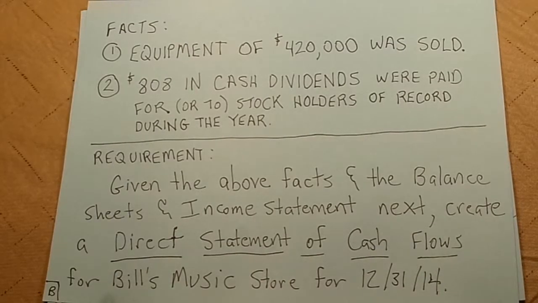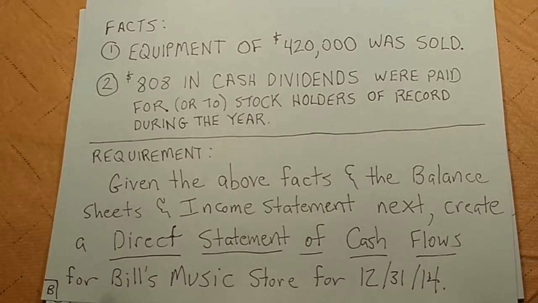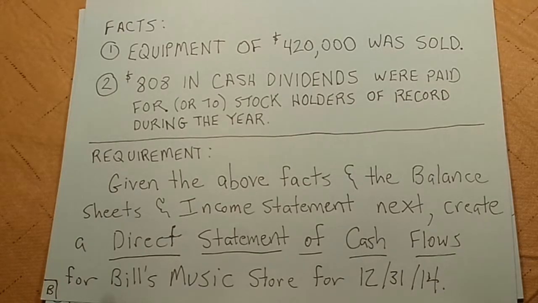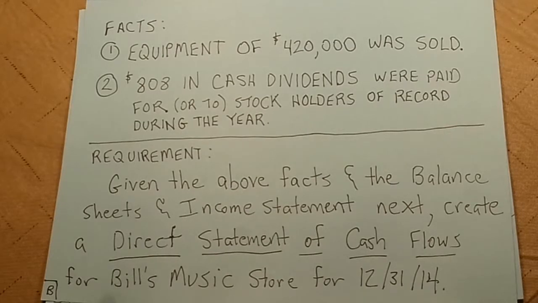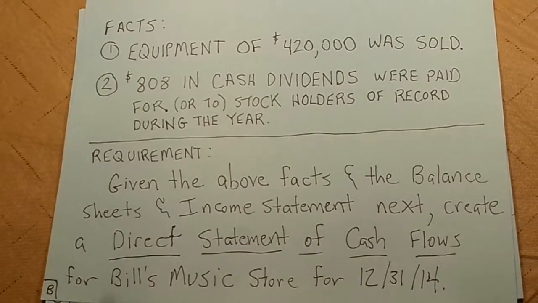First, I want to give you a few facts that will apply for the problem, and then we'll go ahead and look at what's required. In just a minute, we'll look at a balance sheet and an income statement for Bill's Music Store. Now, we're going to consider a couple other facts that are given to us in the problem. First, equipment used in the business of $420,000 was sold during the year. Just write that down or keep it tucked in the back of your mind because we're going to do something with it in a little while.